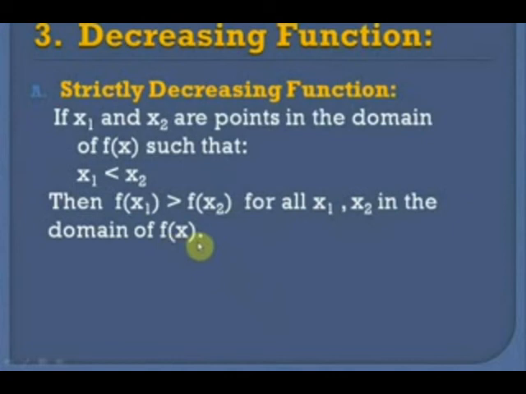So a strictly decreasing function is such that if we take any 2 points x1 and x2 in the domain of f(x) such that x1 is less than x2, then f of x1 is greater than f of x2 for all the values of x1, x2 in the domain of f(x). So let's try to understand it with more clarity.